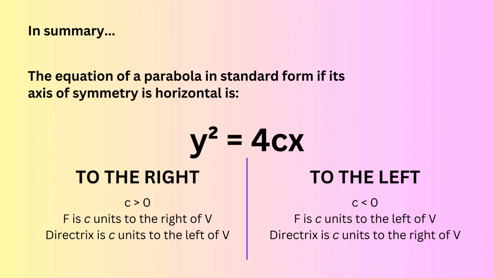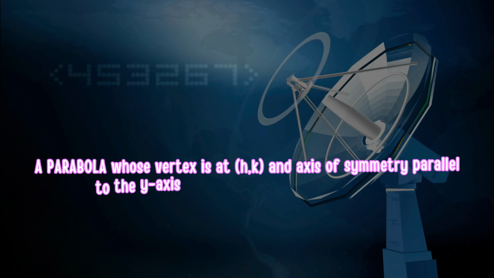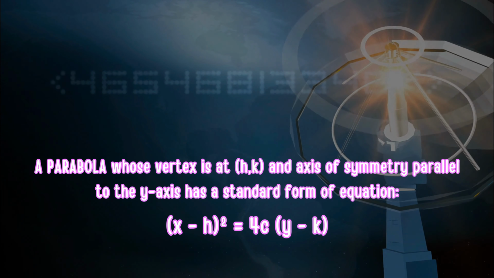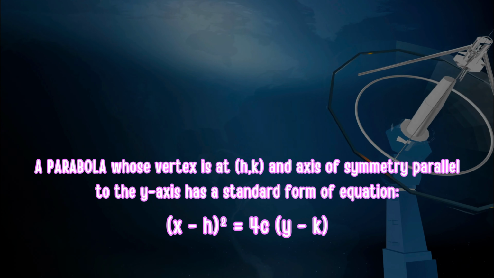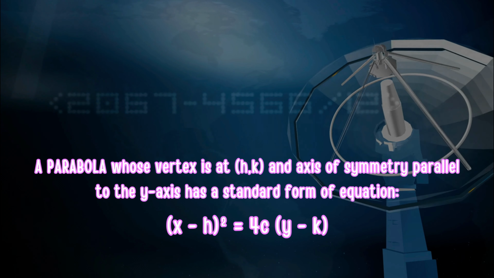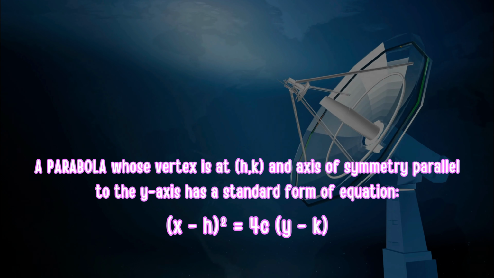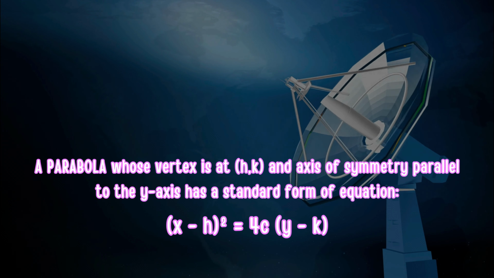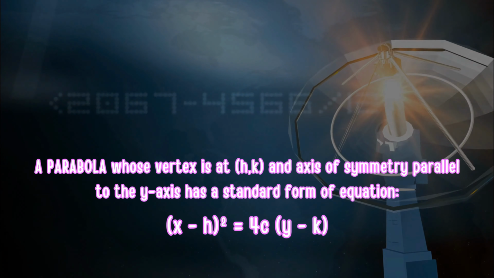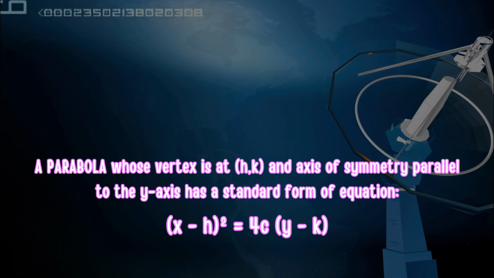The focus is c units to the left of the vertex, while the directrix is c units to the right of the vertex. What if the vertex of the parabola is not on the origin, but on, let's say, (h, k)? A parabola whose vertex is at (h, k), and has a vertical axis of symmetry, has an equation in standard form as (x − h)² = 4c(y − k).